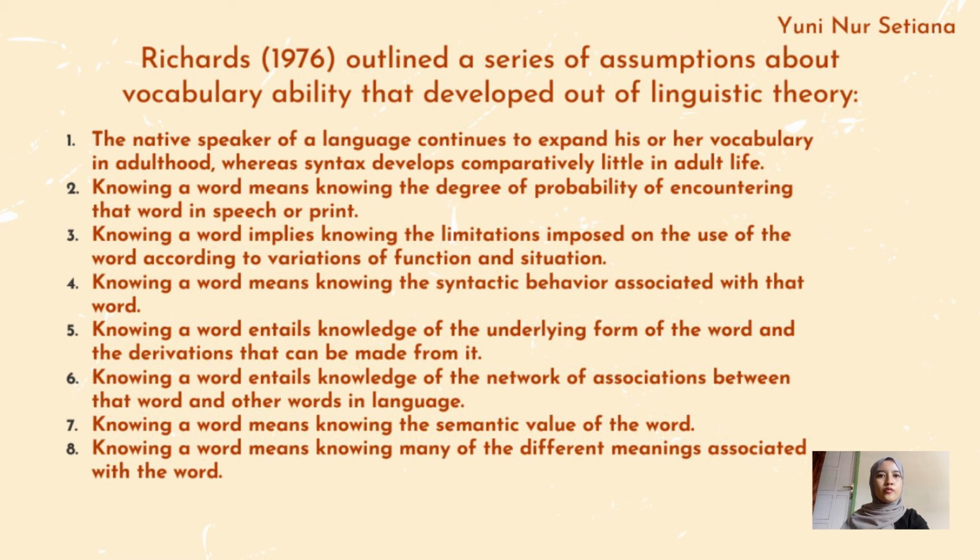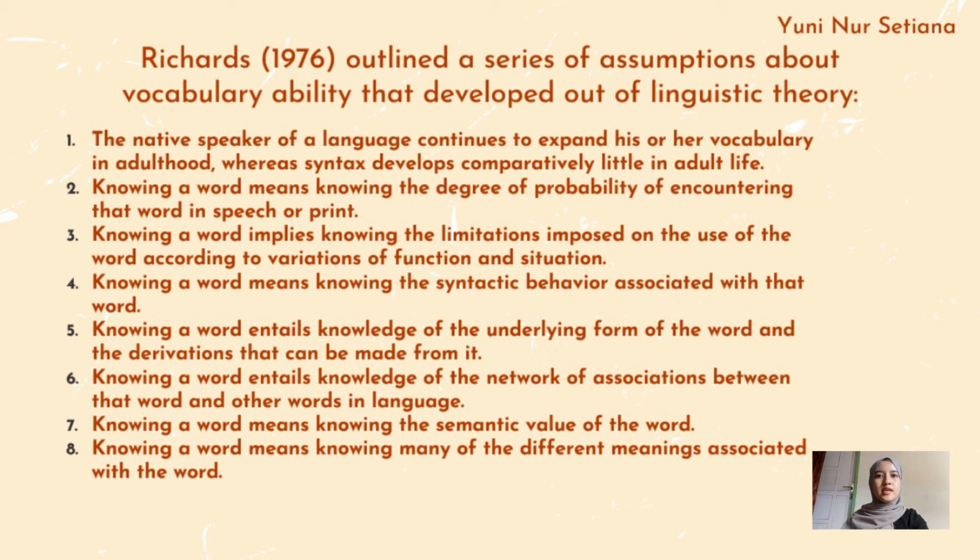Number 3 is knowing a word implies knowing the limitations imposed on the use of the word according to variation of function and situation. Number 4 is knowing a word means knowing the syntactic behavior associated with that word. Number 5 is knowing a word entails knowledge of the underlying form of the word and the derivations that can be made from it. Number 6 is knowing a word entails knowledge of the network of associations between that word and other words in the language.